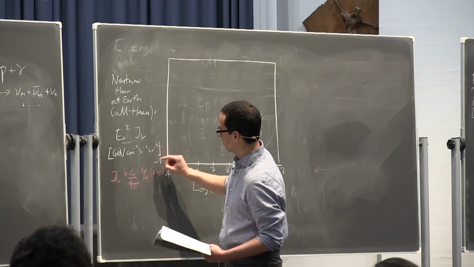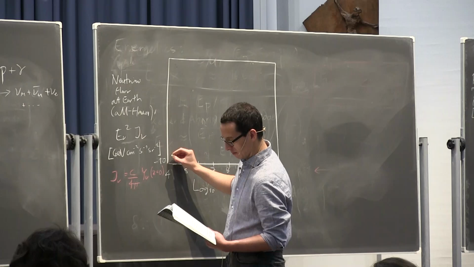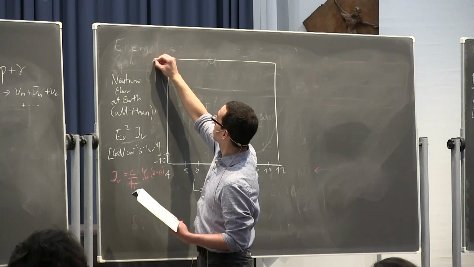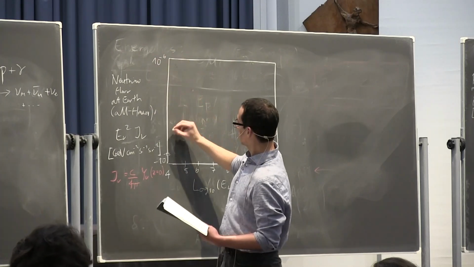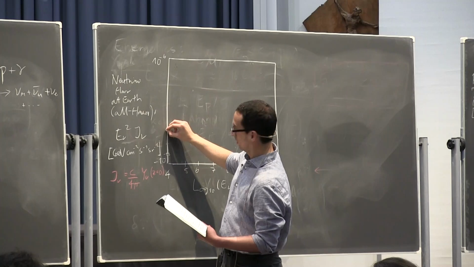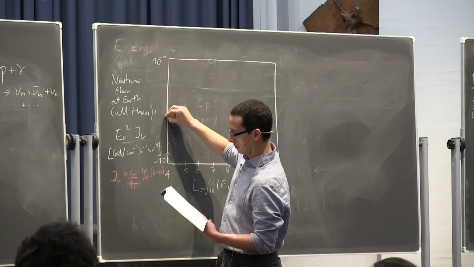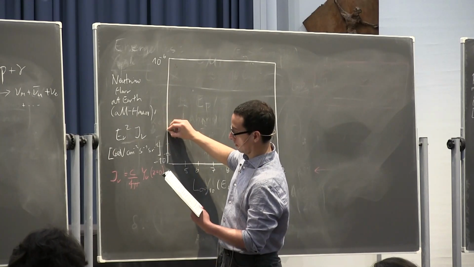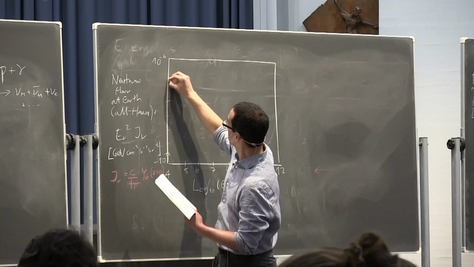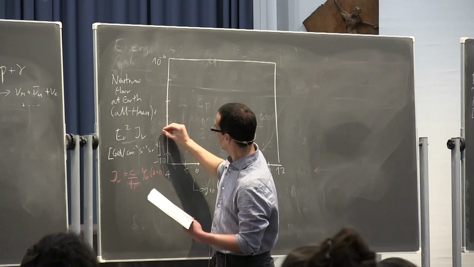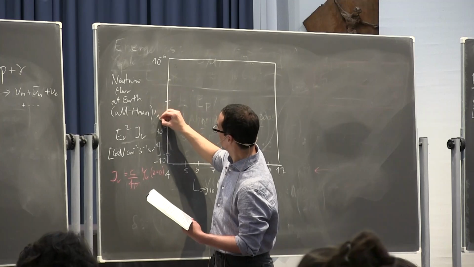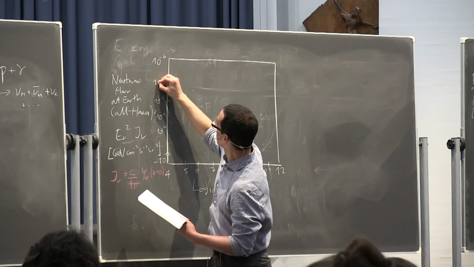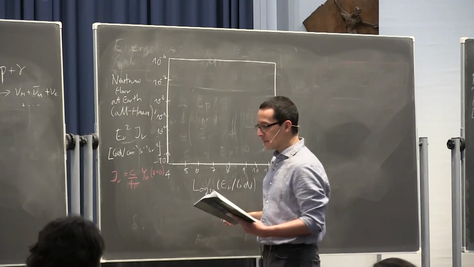So this will be from 10 to the minus, what is this, 12 to 10 to the minus 6. Let's try this, 11, 12. Am I right? Yes. 11, 10, 9, 8, 7. Okay. 10 to the minus 10, 10 to the minus 9, 10 to the minus 8, and 10 to the minus 7.